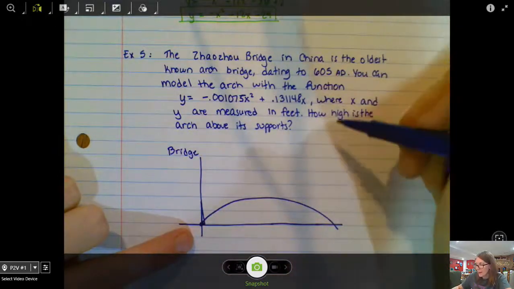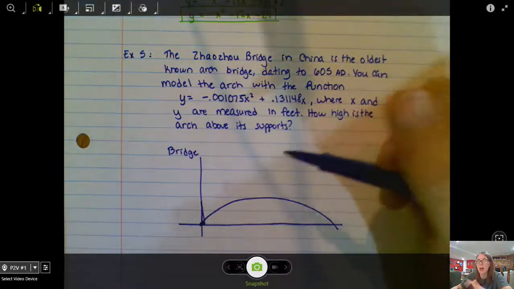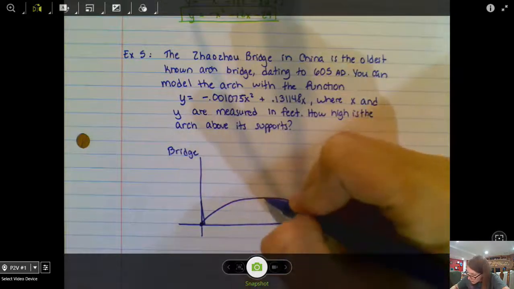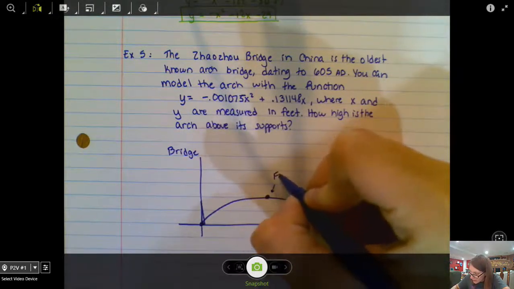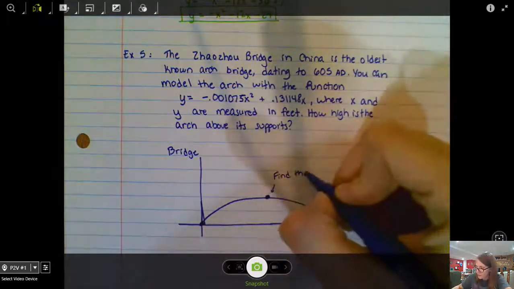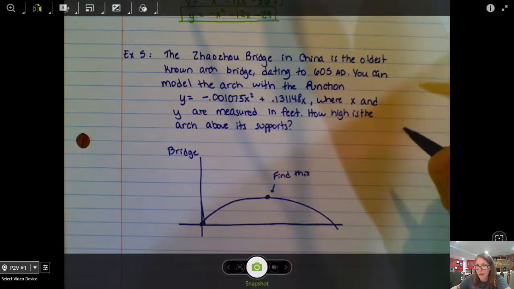We want to find how high the arch is above its supports. So what is the highest our bridge goes? Well, if we're trying to figure out the highest, that means we really need to find this point right here. Find our vertex. Really, this word problem is just a fancy way of saying find the vertex.